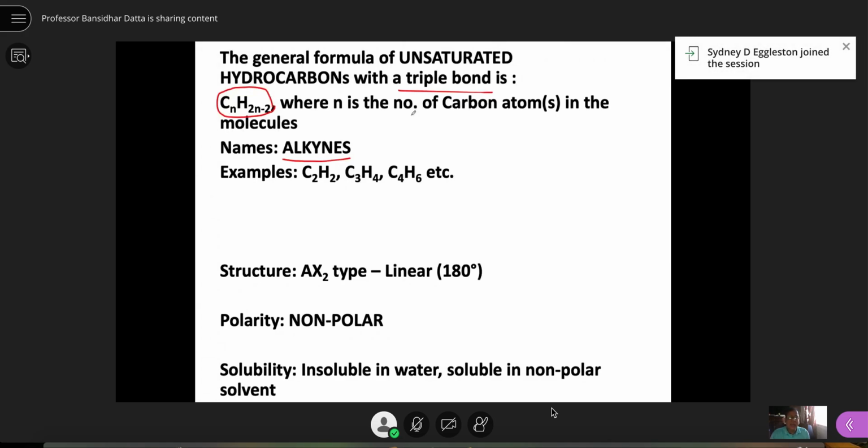Alkanes, saturated, all single bond. Alkenes, double bond. Alkynes, triple bond. And we talked about the ethyne, right?